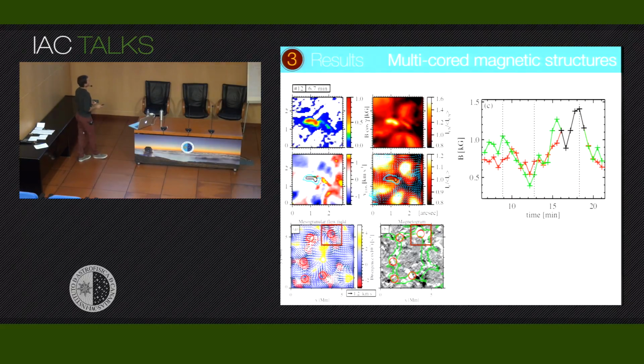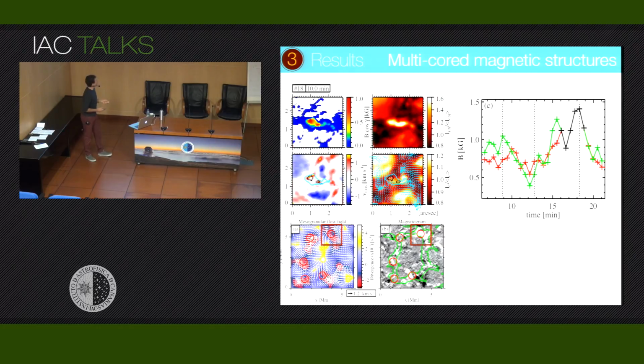Now we are going to focus on the evolution of one of those multi-core structures. In particular, we are going to see the interaction with surrounding granules. Notice that this multi-core structure is located at this sink. So, as it is located in a sink, there we have granules that are converging towards the structure all the time. So these converging granules are somehow buffeting the structure. So the continuous fragmentation and coalescence process are produced by this buffeting.